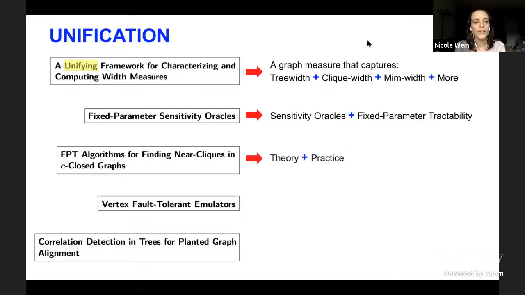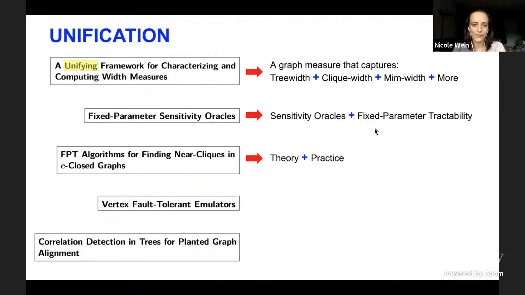The next paper, FPT algorithms for finding Near-Cliques in C-closed graphs. This paper actually presents a unification of theory and practice, in the sense that they develop an algorithm and prove theoretical guarantees on it. And this algorithm actually behaves similarly to algorithms that have already been used in practice in the past. And in particular, these algorithms are for finding communities in social networks.